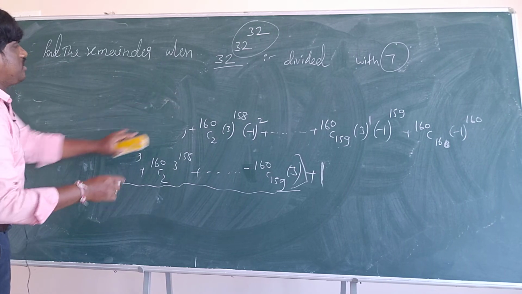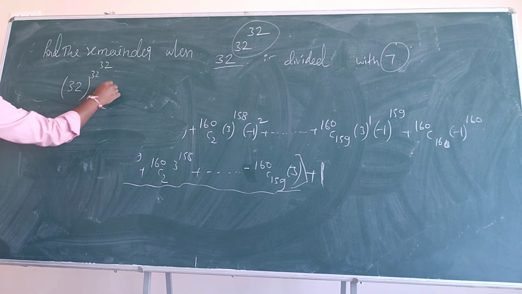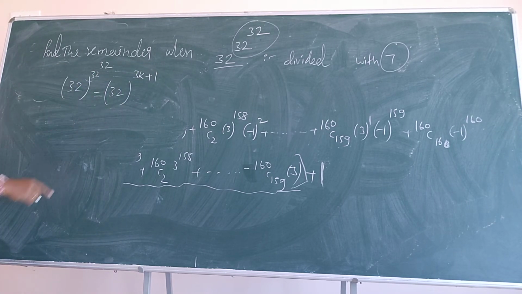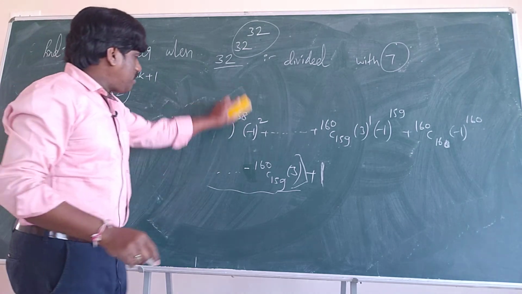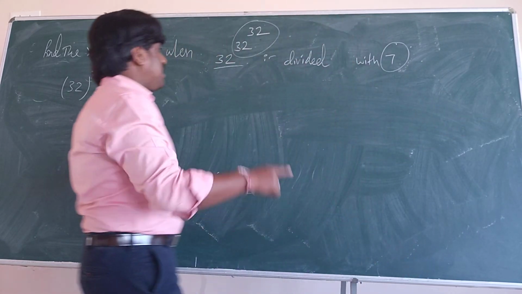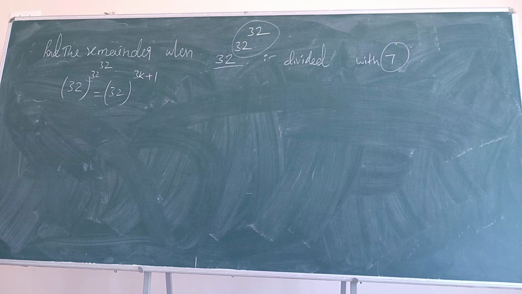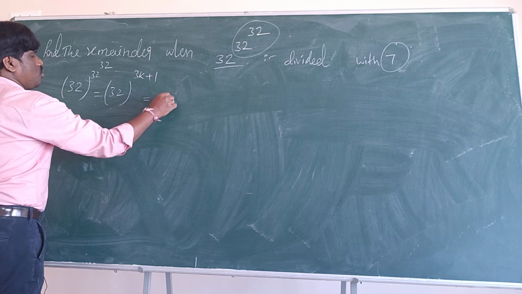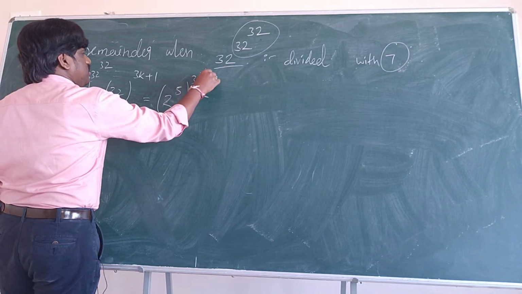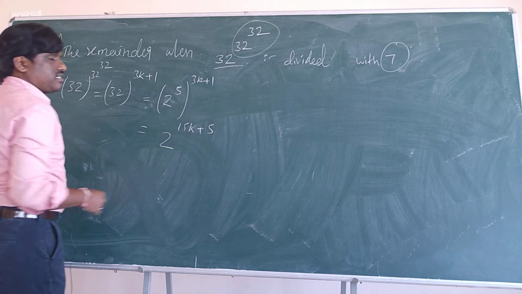So 32 to the power of 32 to the power of 32, I can write as 32 to the power of 3k plus 1. This whole thing I can write as 3k plus 1. So I got the format, now I am going to use it. Now I have to concentrate on 7, because now 7 is important. Divide by 7. So what can I write? 2 to the power of 5, whole power 3k plus 1. It means 2 to the power of 15k plus 5.